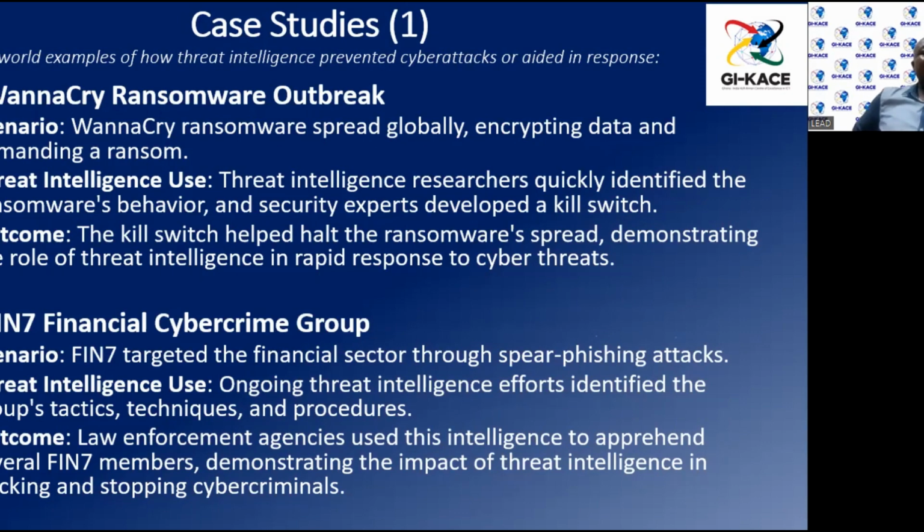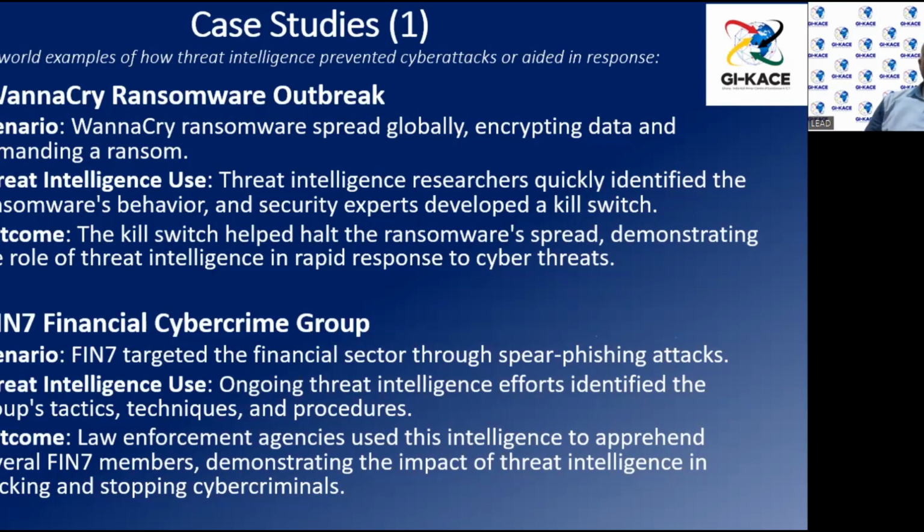Then we have the WannaCry ransomware outbreak. WannaCry ransomware spread globally, encrypting data and demanding a ransom. So the threat intelligence used here was that researchers quickly identified the ransomware's behavior, and the security experts developed a kill switch. Okay, so when this ransomware was something that was not in existence, it was a new breed, they had to get security experts to develop an application to stop this ransomware from spreading to other devices.